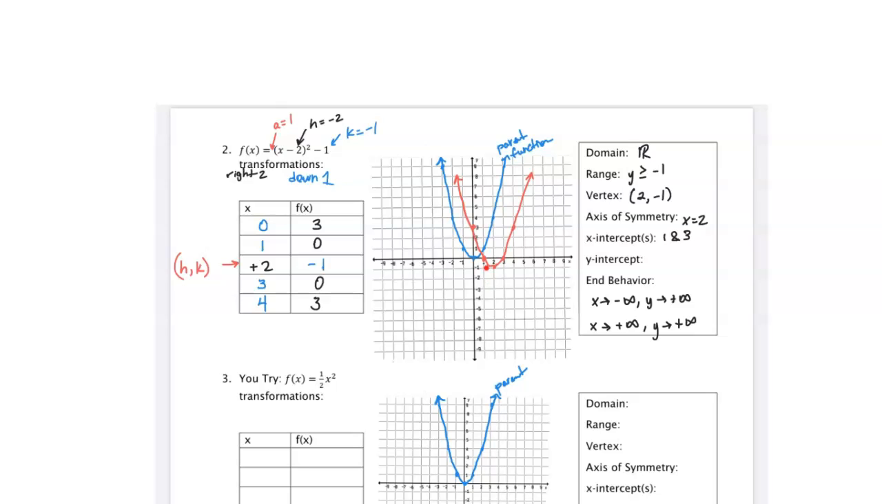And as for our y-intercept, where is our parabola crossing over the y-axis? It's crossing at 3. So therefore, the y-intercept is 3.